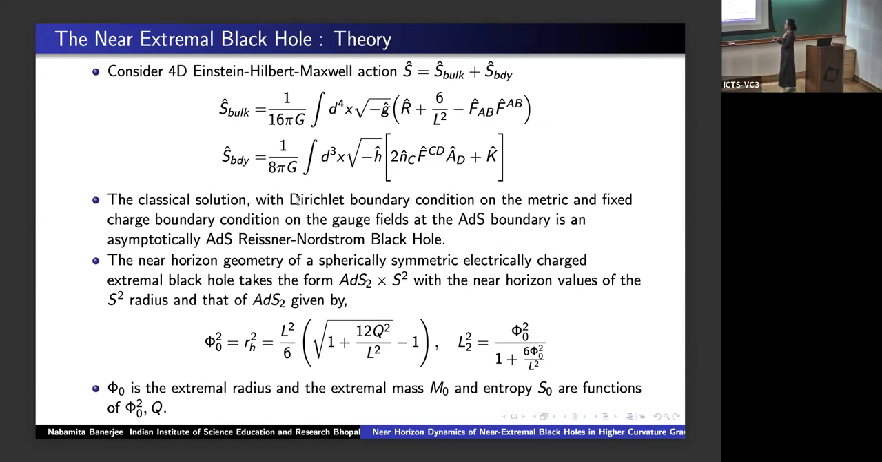From these expressions you can check that one can nicely flatten off the space-time completely, and the relations become simpler. So this phi naught is the extremal radius, and the mass M naught and the extremal entropy S naught are functions of the charge Q and phi naught. So I'm going to study this system in terms of these two parameters, either phi naught or R_H, and in terms of Q. These are my parameters. Any questions so far?